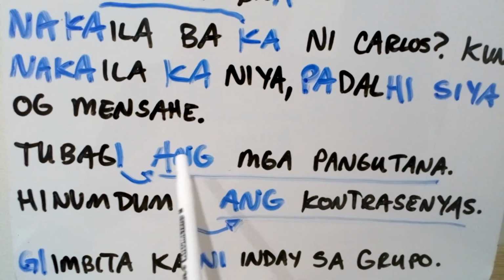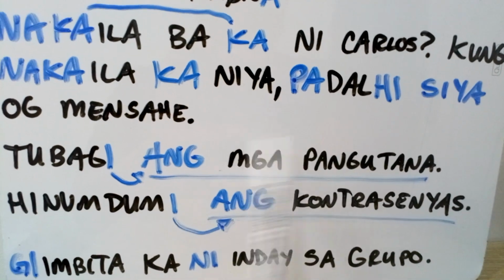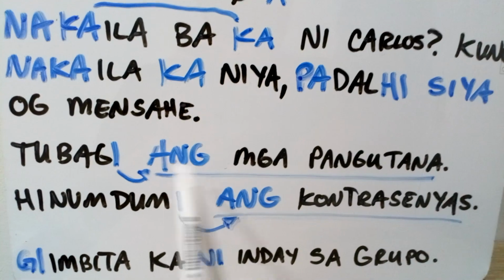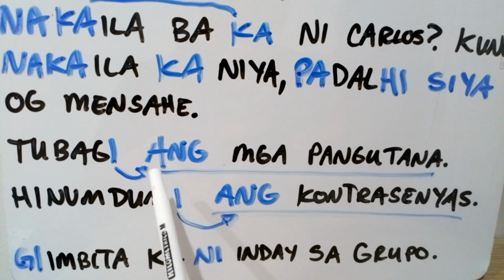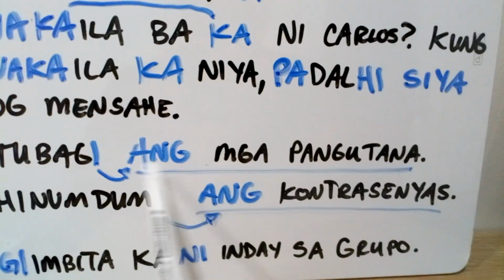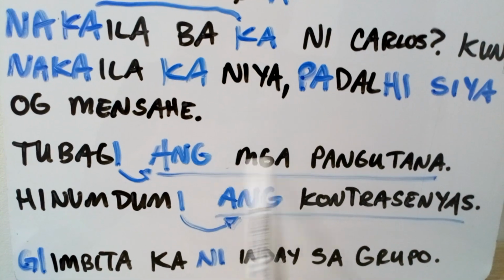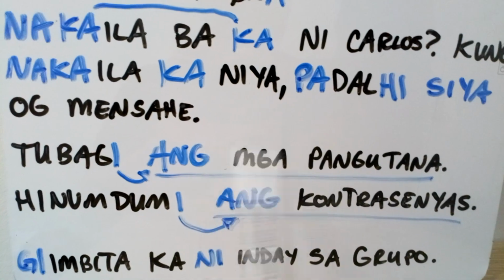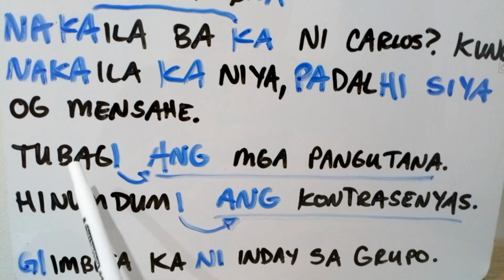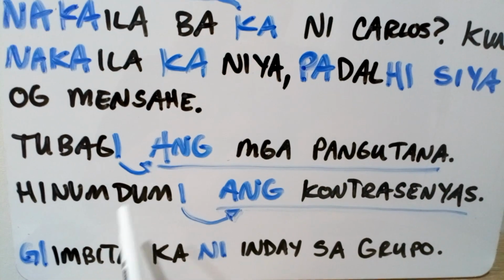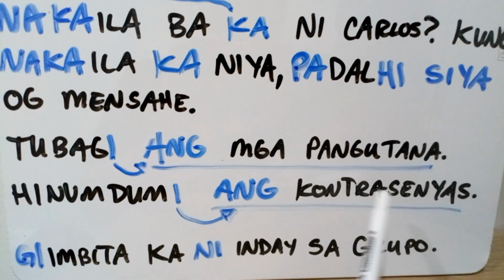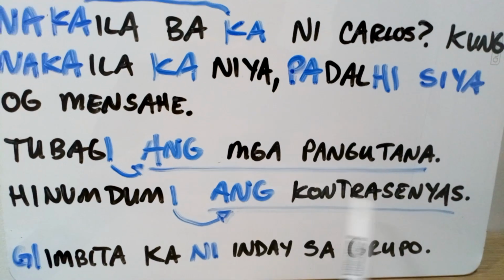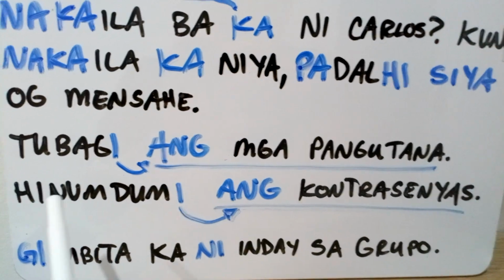And that's why this ang, some sort of transference to some sort of location, is going to this ang that's highlighting, hey, answer the questions. This mga pangutana is our focal now. The questions are what we need to look at. But this verb is telling us to answer the questions. Same down here. Hinumdumi ang contrasenyas, right? Remember the password. Contrasenyas is password. So remember the password.